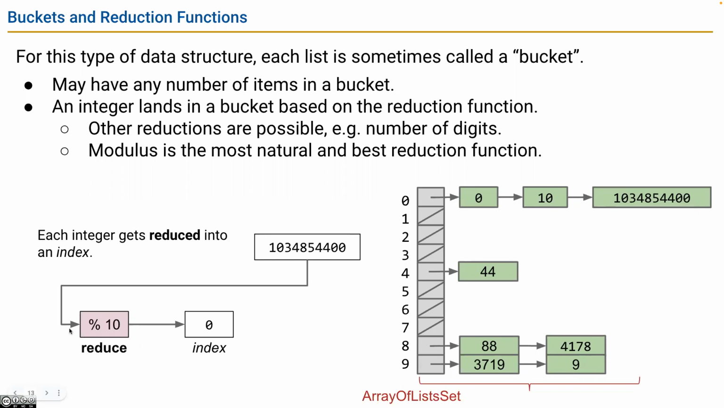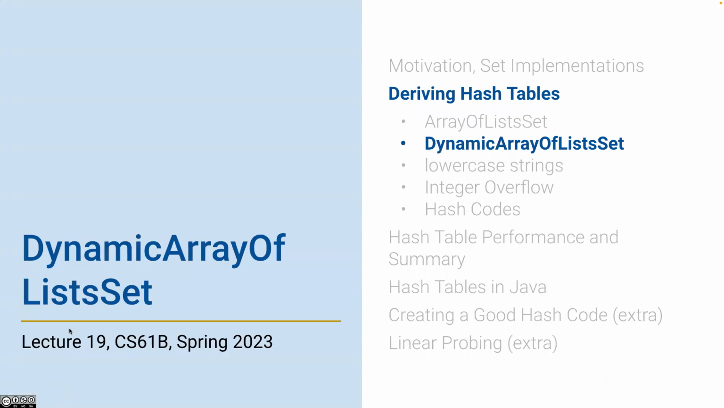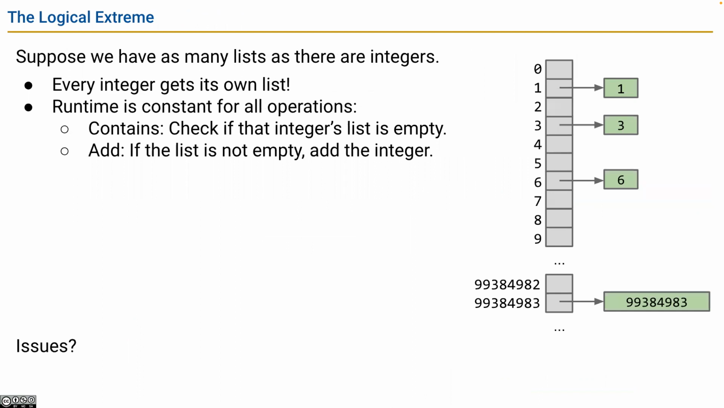Okay. All right. So moving on, let's try to make things a little better. Let's suppose we go even crazier and we decide there are as many lists as there are integers. So instead of just having 10, I just have, well, however many integers there are. Each integer gets its own list, like 1 is in list 1 and 6 is in list 6 and 99,384,983 is in the list numbered 99,384,983.